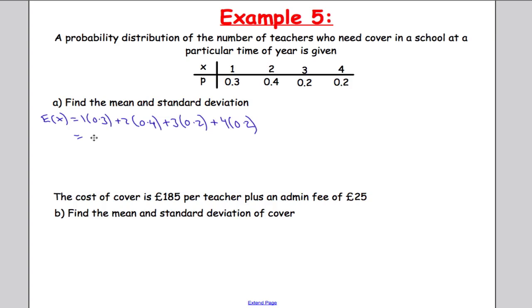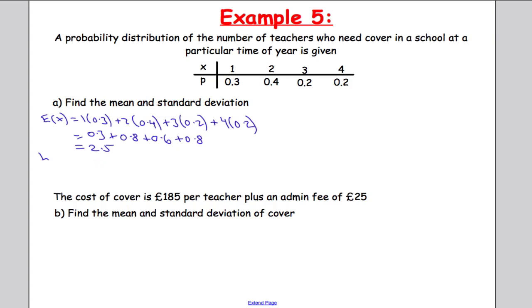Okay, so we get 0.3 plus 0.8 plus 0.6 plus 0.8 again. And then adding these up, 1.1, 1.7, 2.5. So the expected value of x is 2.5.